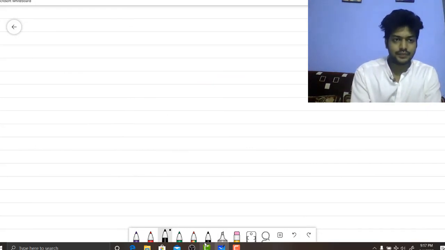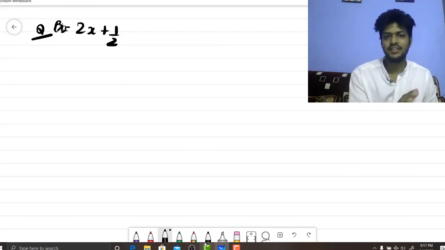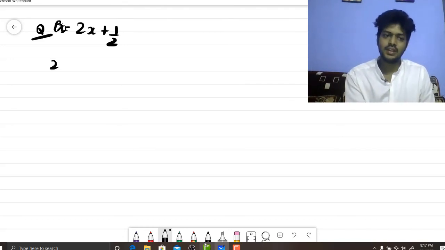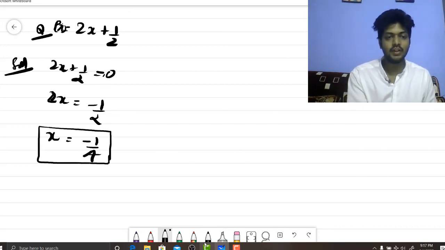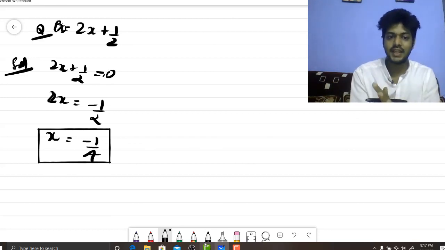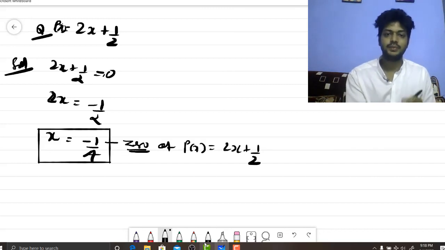So let's say I give you a question: find the zero of the polynomial expression 2x plus 1 by 2. What you can do is equate this expression with 0. 2x plus 1 by 2 equals 0, and then you find the value. 2x equals minus 1 by 2 and x equals minus 1 by 4. So when we equate the value of the expression to 0, the value of the variable which we get is called the zero of a polynomial. This is the zero of p(x) equals 2x plus 1 by 2.